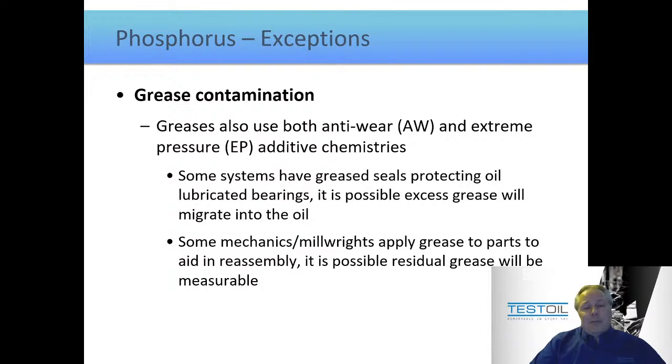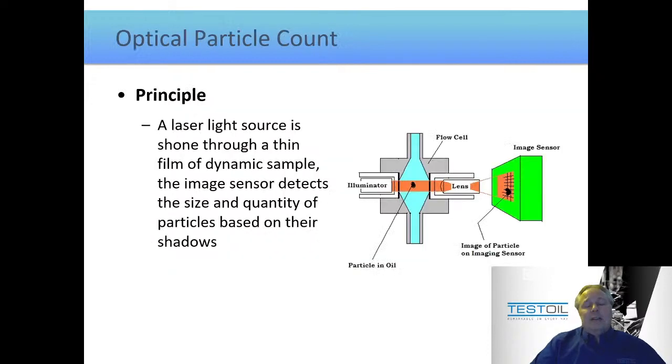But the other test I wanted to make sure we covered in some detail here was particle counting. Now, particle counting can be done one of two ways, and most people are quite familiar with optical particle counting, or what's sometimes referred to as laser particle counting. And most presentations you've seen probably have explained that a particle in the oil, as it's traveling past a light source, casts a shadow, and the instrument counts and sizes the shadows.